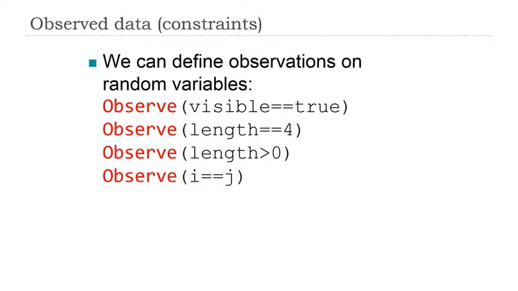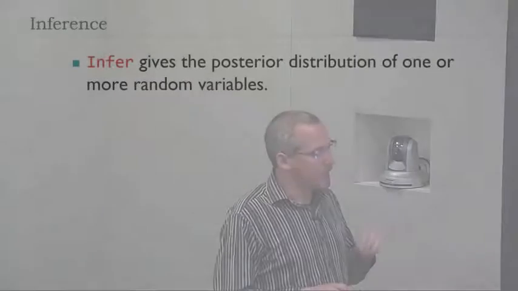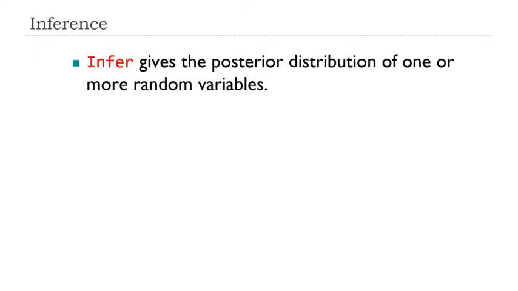Good question. So we have observations, and these are just Boolean statements that say this is true at this point in the program. And so that then has to propagate backwards up the program in order to influence the things that have already happened. And then finally, our infer statement says, given all of our distributions and all of our observations, what is my uncertainty in this variable now?